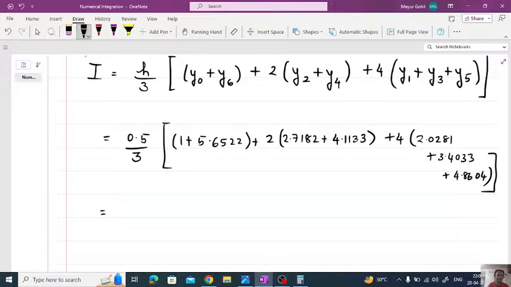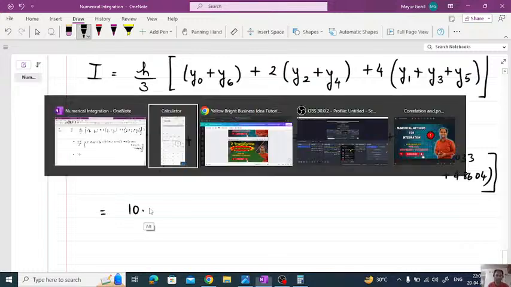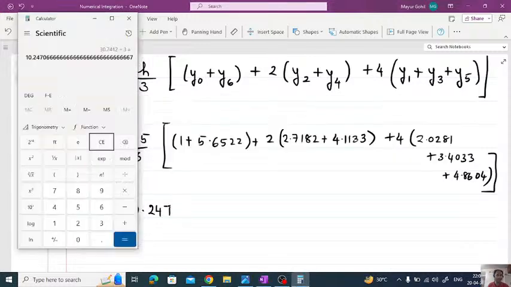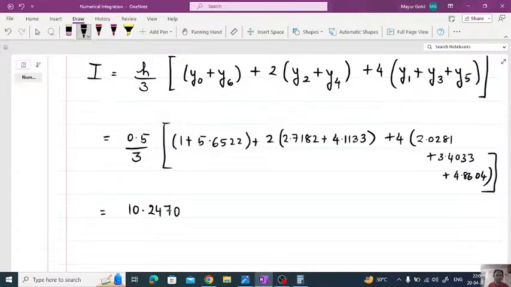So this is 10.2470666, right? So you can approximate it to 10.24707. That's okay. Yeah, 5 decimals is also fine. So this is your answer.